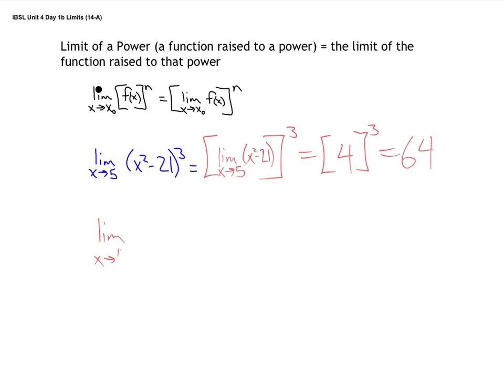Okay? And this applies if we go back to trig again. What's the limit as x approaches pi over 6 of sine to the 5th x? Well, I could rewrite that as the limit as x approaches pi over 6 of sine of x, and then raise that to the 5th power. Because I know sine is continuous for all real numbers. What's the sine of pi over 6?